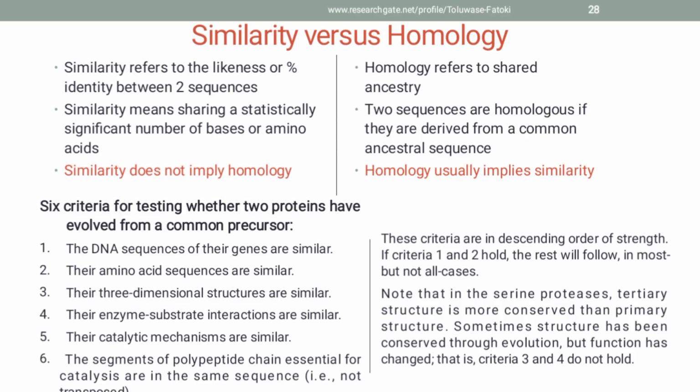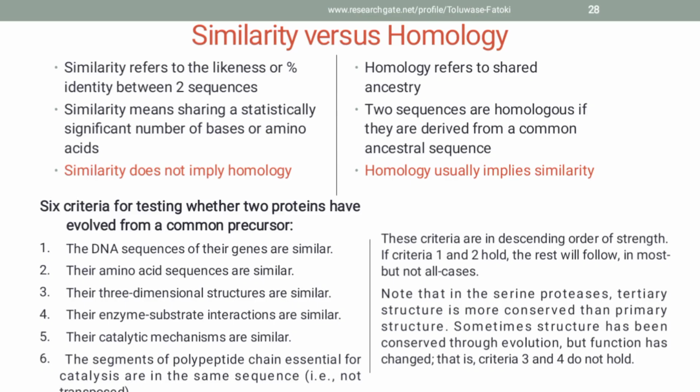If criteria 1 and 2 hold, then the rest will follow in most but not in all cases. Why? Because if you have DNA sequence A and DNA sequence B, by the time they undergo the open reading frame and then the conversion through the genetic code, there is a possibility that two DNA sequences can give rise to one particular amino acid sequence because of the degeneracy of the genetic code, when you have two or more codons coding for a particular amino acid.